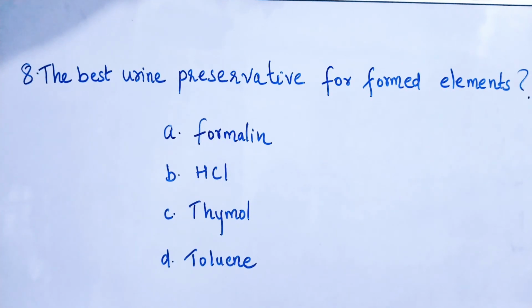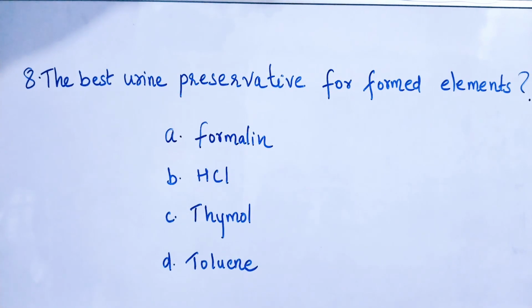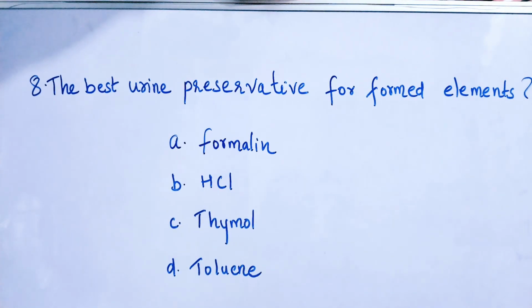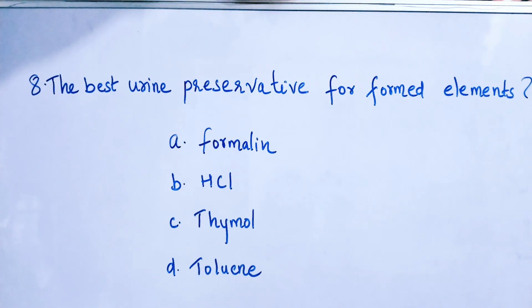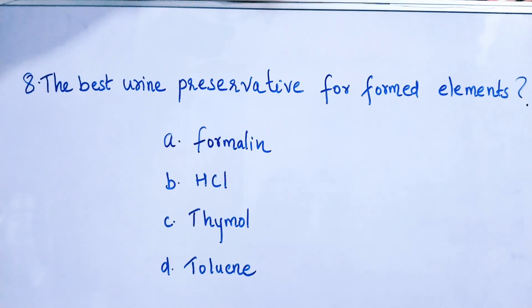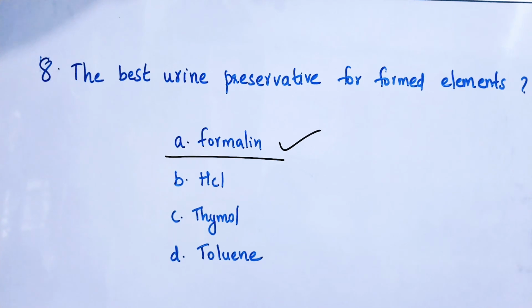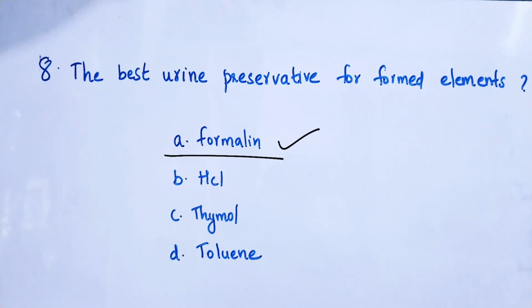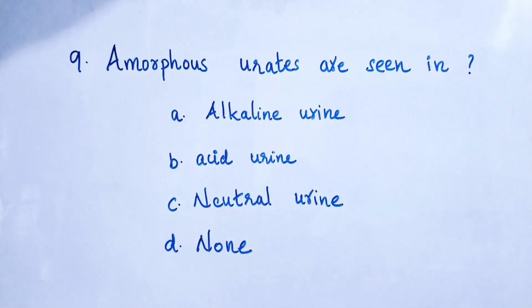Question number 8. The best urine preservative for formed elements. Option A, formalin. Option B, HCl. Option C, thymol. Option D, toluene. The right answer is option A, formalin. The best urine preservative for formed elements or sediments is formalin.